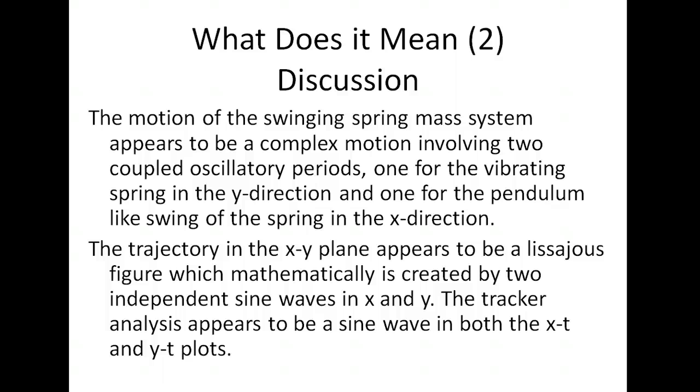The motion of the swinging spring mass system appears to be a complex motion involving two coupled oscillatory periods, one for a vibrating spring in the y direction and another for the pendulum-like swing of the spring in the x direction. The trajectory in the xy plane appears to be a Lissajous figure, which mathematically is created by two independent sine waves in x and y. The Tracker analysis appears to be a sine wave in both the x-t and y-t plots.